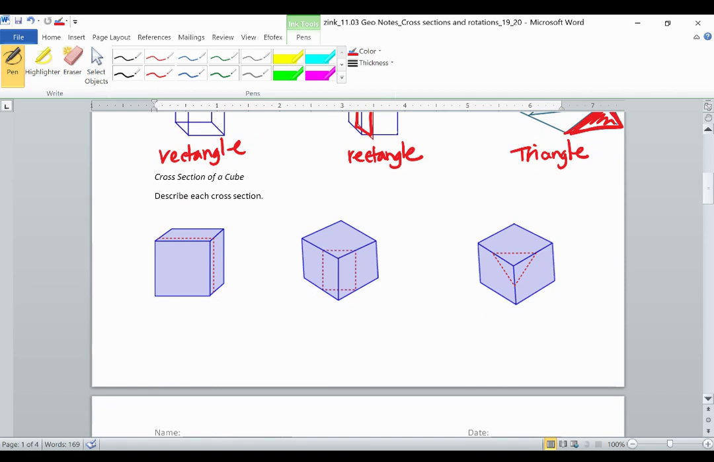All right, next is a cross section of a cube. Try pausing the video, see if you can do these three, and then check them with me.